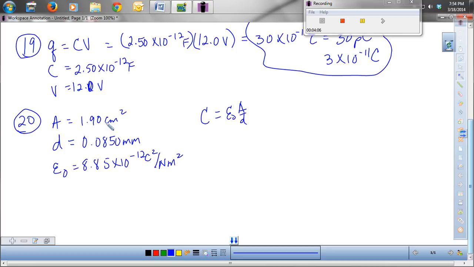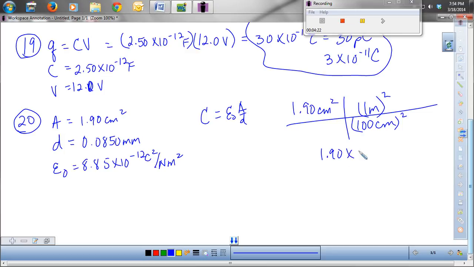Now you cannot leave the area in centimeters squared. So I said, well, I know there are 100 of these, and every one of these, I'm going to square that puppy and square that one. So when I did that, I got 1.90 times 10 to the minus 4 meters squared for my area. My distance of separation was given to me in millimeters. I cannot leave it in millimeters. I have to put it in meters, so I needed to divide by 1,000 to get it there. So that gave me 8.5 times 10 to the minus 5 meters.